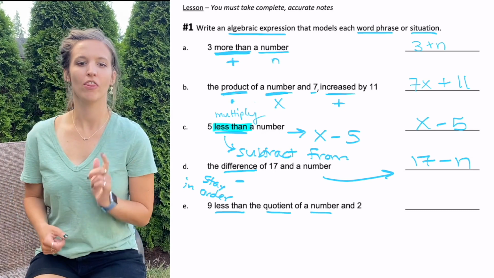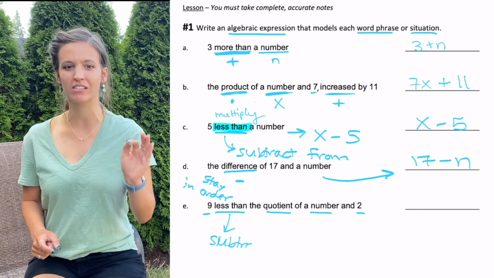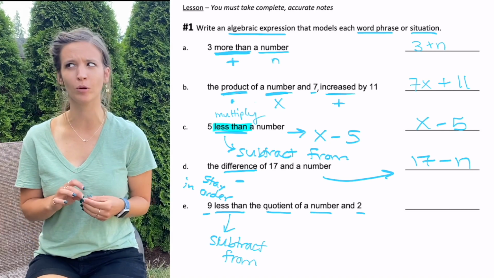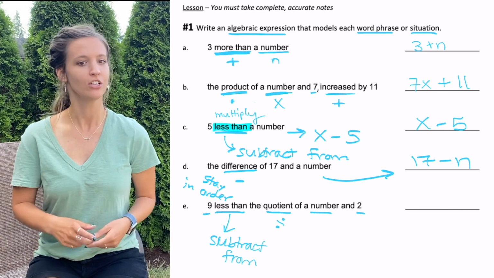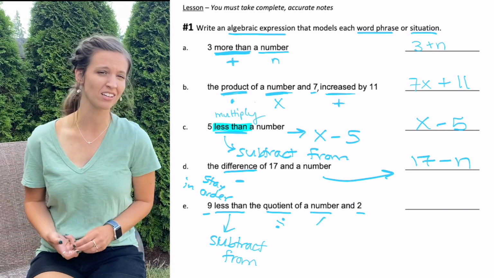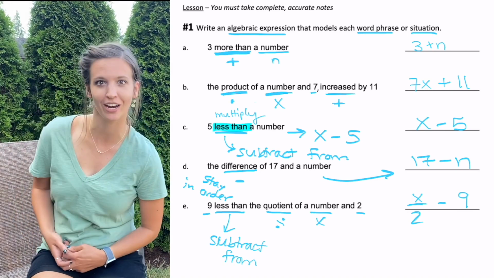9 less than the quotient of a number and 2. Okay, less than. We just learned that means subtract from. So I'm going to subtract 9 from the quotient. Okay, remember quotient means division? So dividing a number and 2. So should I use x this time? So x divided by 2 minus 9. Did you get it right?